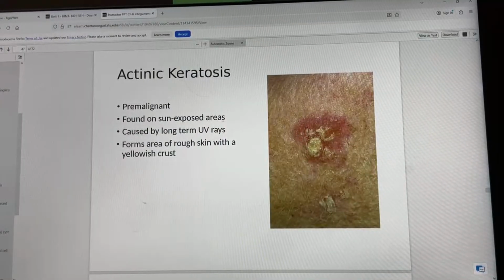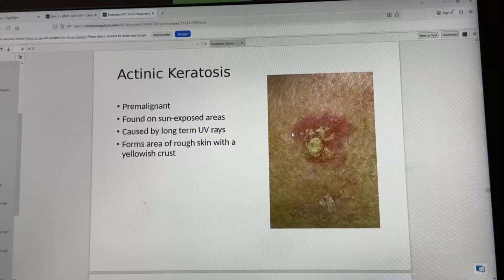You'll often find these on sun-exposed areas, so the face is a big one because it's exposed all the time. People don't wear sunscreen, especially truck drivers. They sit and the sun comes through the window all day and they're just getting sun on their face a lot. So long-term UV radiation causes these. You can see it's a reddish area of rough skin with a yellowish crust on it. And that's what actinic keratoses are.